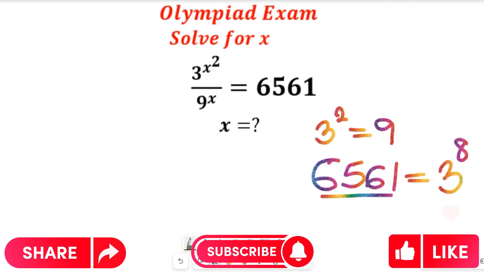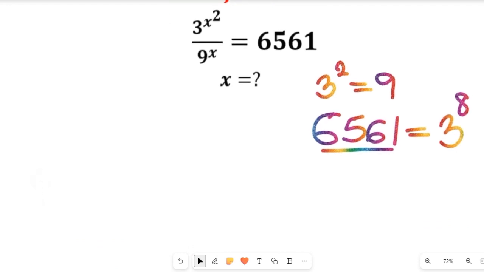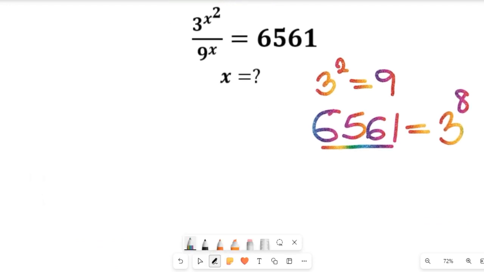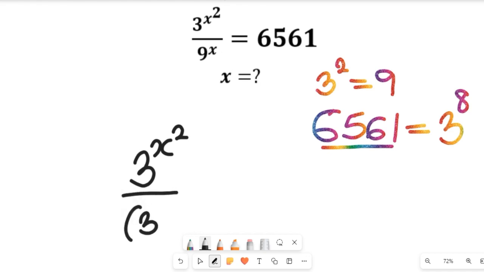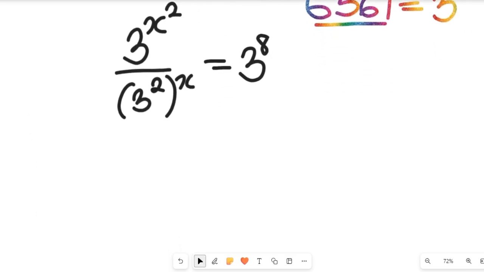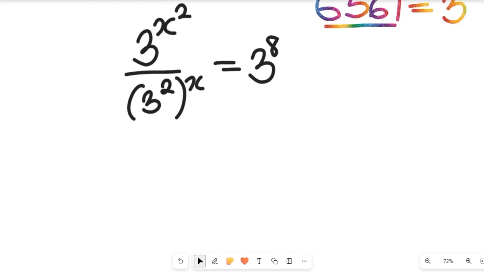Now let's get started. To solve this question, let's simply substitute these values into this expression. Now to do that, we're going to have 3 to the power of x to the power of 2 divided by, this will give us 3 to the power of 2 multiplied by the exponent x, and this will be equal to 3 to the power of 8. Great. Now we've simplified that. Now let's look at how we can simplify this expression further.